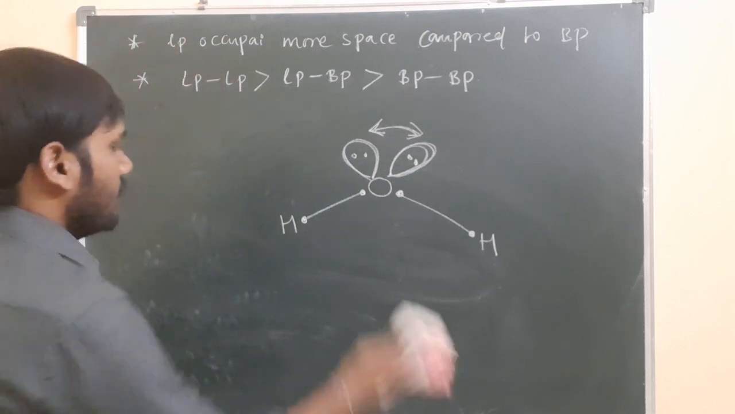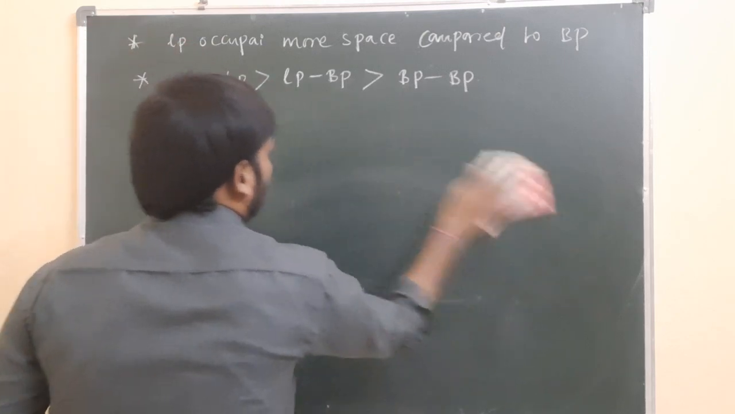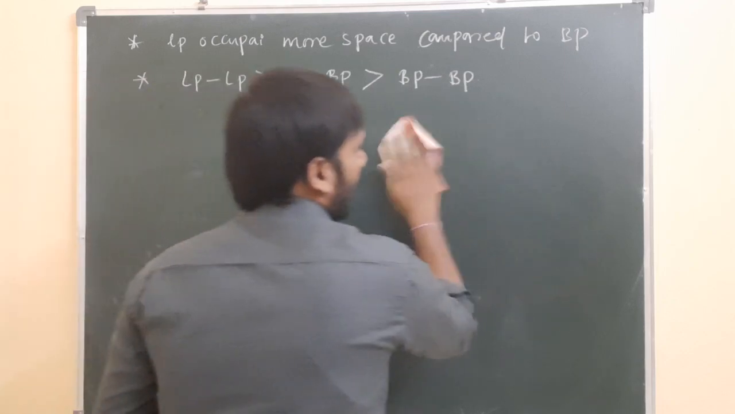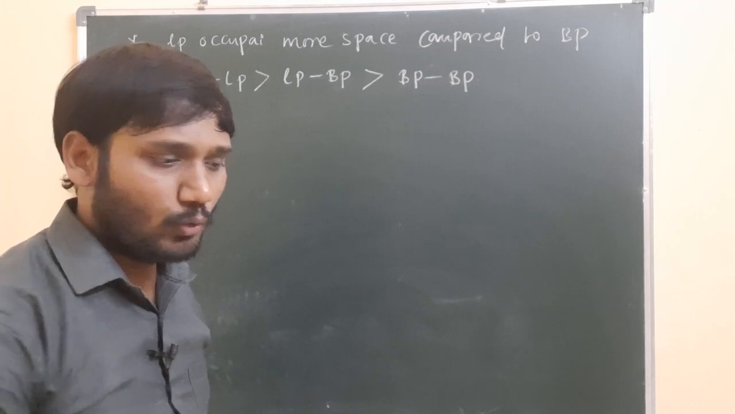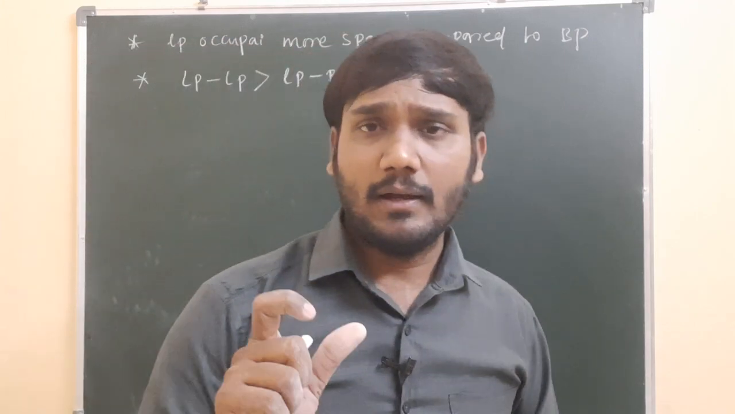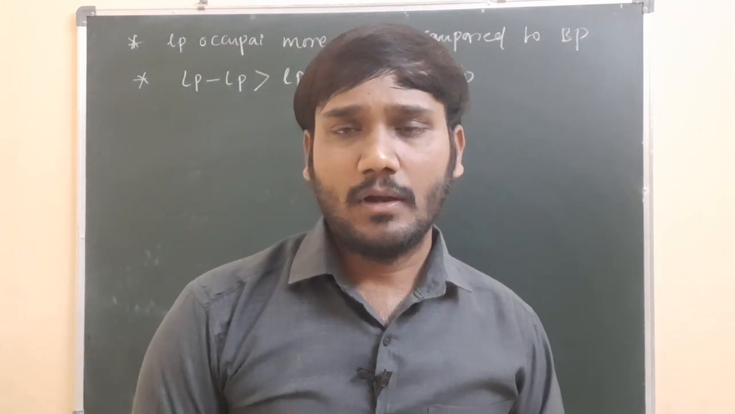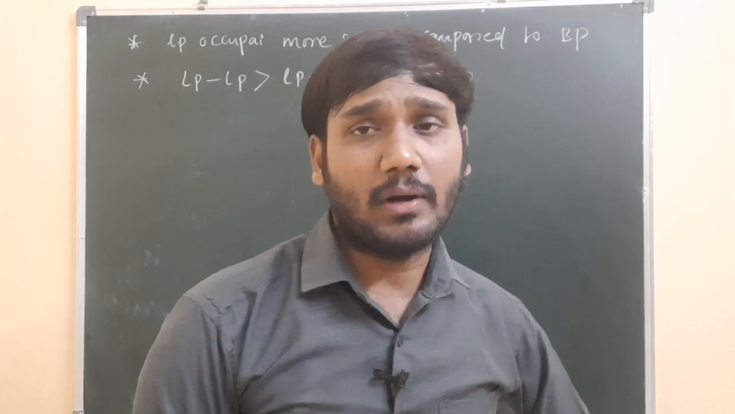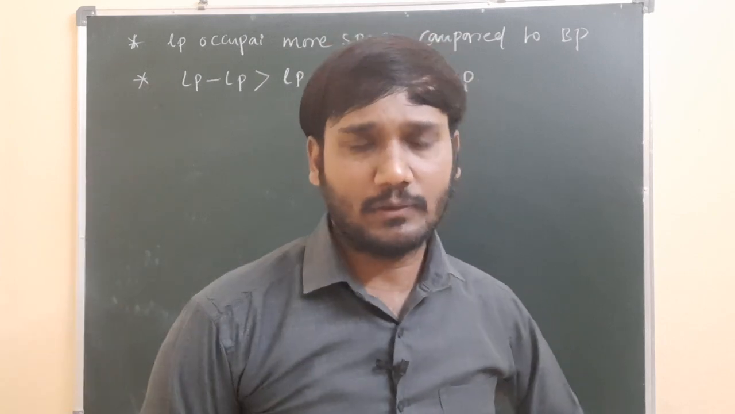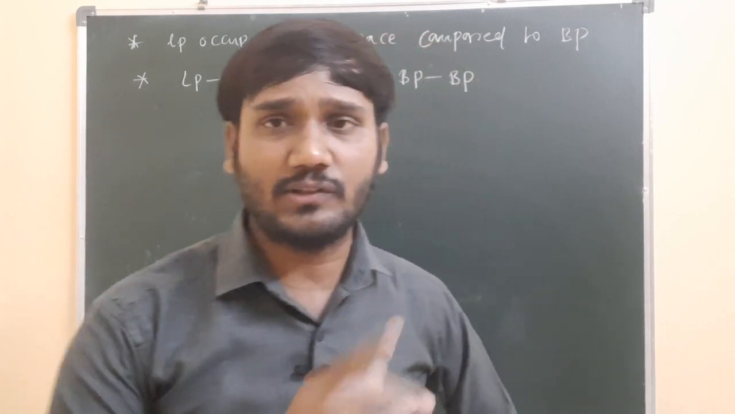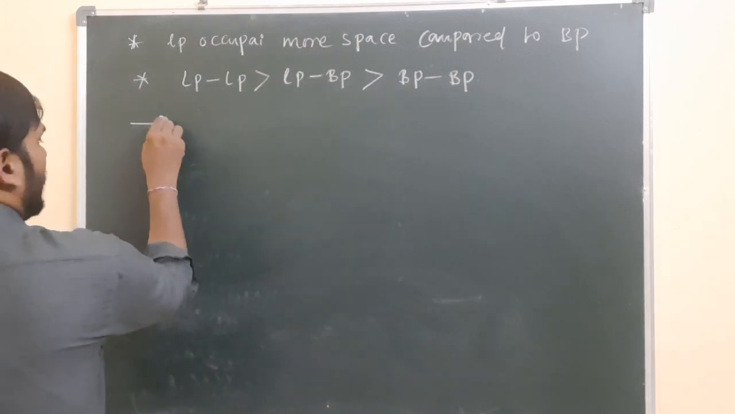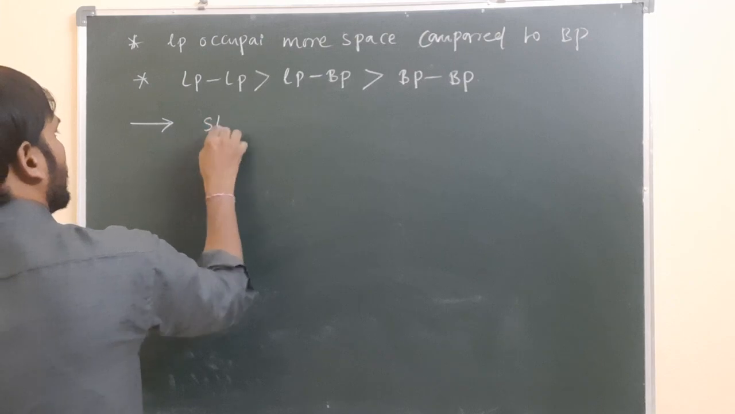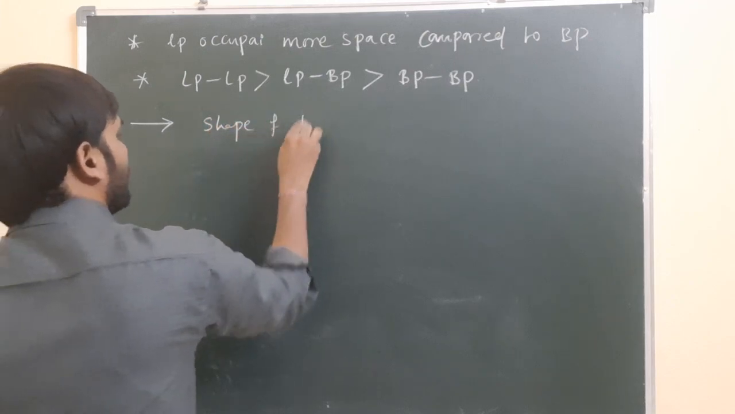Now, because of the repulsions, we can understand how many bond pairs and how many lone pairs are present. Due to this repulsion, we can also determine the bond angle. Bond angle changes in different molecules because of the repulsions, but that is a different topic. We are discussing the shape of the molecule according to Valence Shell Electron Pair Repulsion theory.